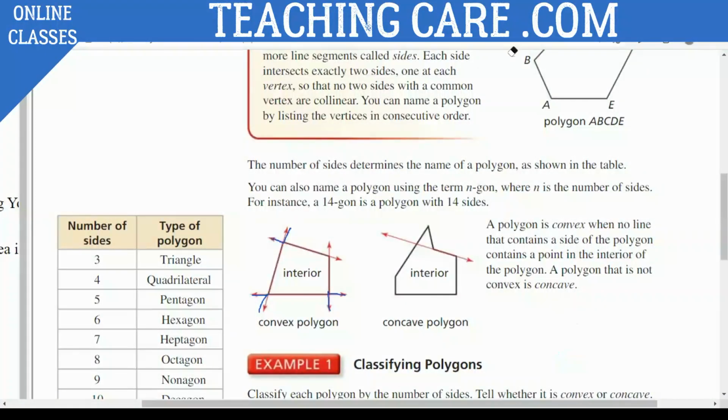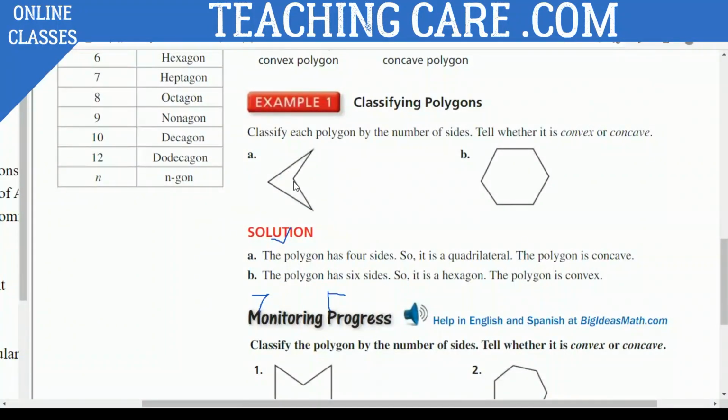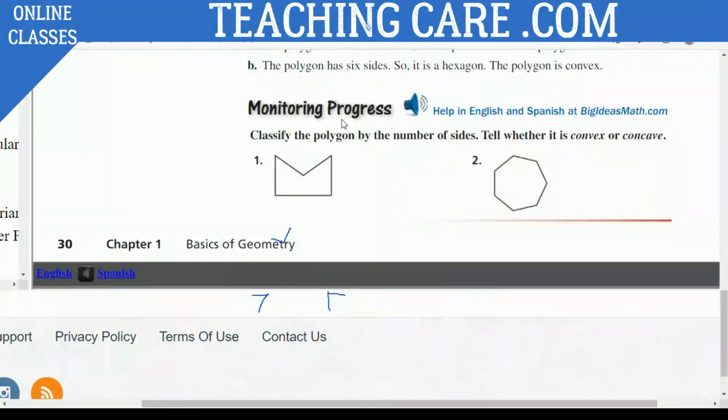Let me move on to the next one, classifying the polygon. This one I will call a concave polygon because the vertex is coming inside. It has four sides, so it is a concave quadrilateral, because one of the vertices is facing inside. The second one is a hexagon, a six-sided figure, but it's convex because the vertices are all facing outside.